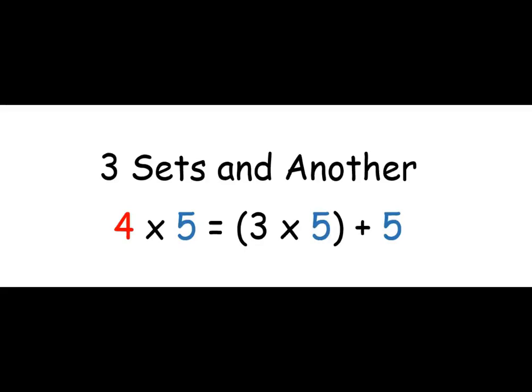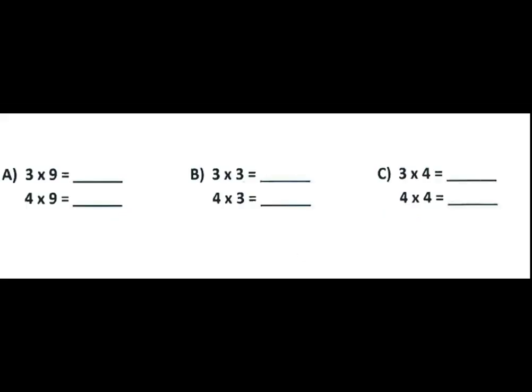Another strategy for 4s is to take 3 sets of the number and then add one more set. For example, if I wanted to find 4 times 5, I could take 3 times 5, which is 15, and add on another 5 for 20. So it's 3 times the number plus one more set of that number. So to find 4 times 9, I would first take 3 times 9, which is 27, and add on to that another 9 for 36. 4 times 9 is 36.